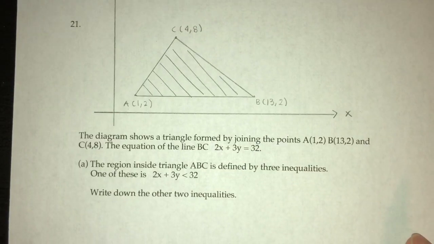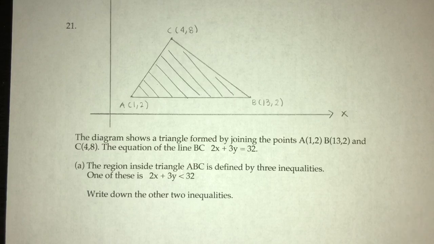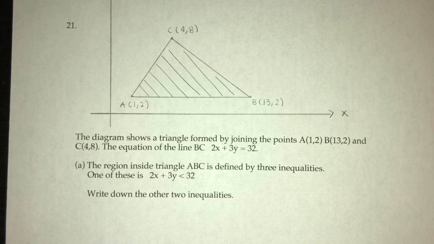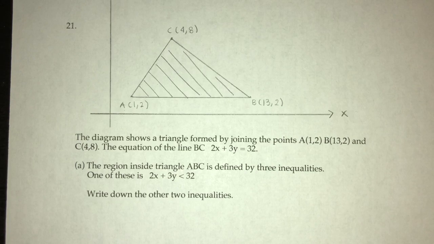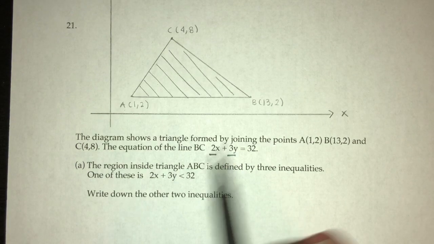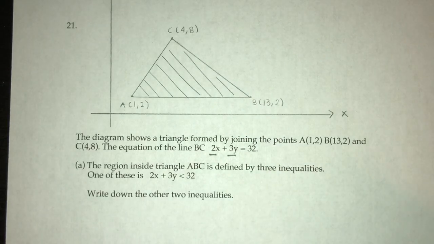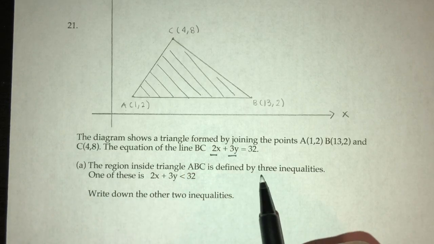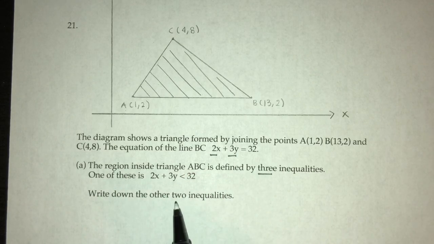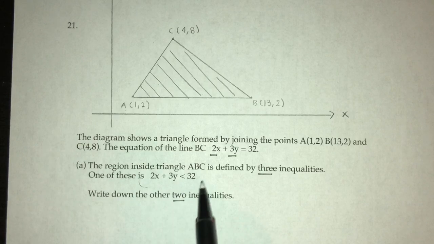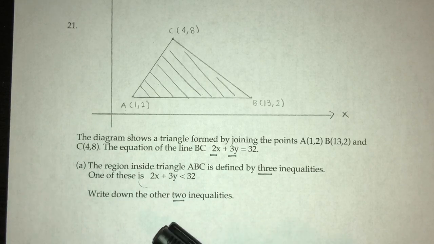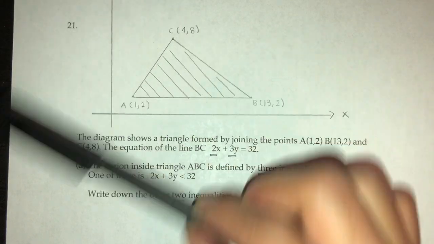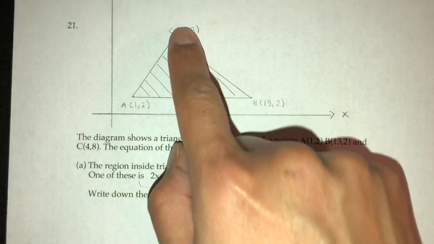Let's move on to question number 21. So the diagram shows a triangle formed by joining the points A, B, and C. And the equation of the line BC is given by this. So this is the line BC. Now part A. The region inside the triangle ABC is defined by 3 inequalities. Now write down the other two. So the first one has been given to you already, which is formed by the line BC. Y has to be below 32. So we have to find the equation of this line and this line.